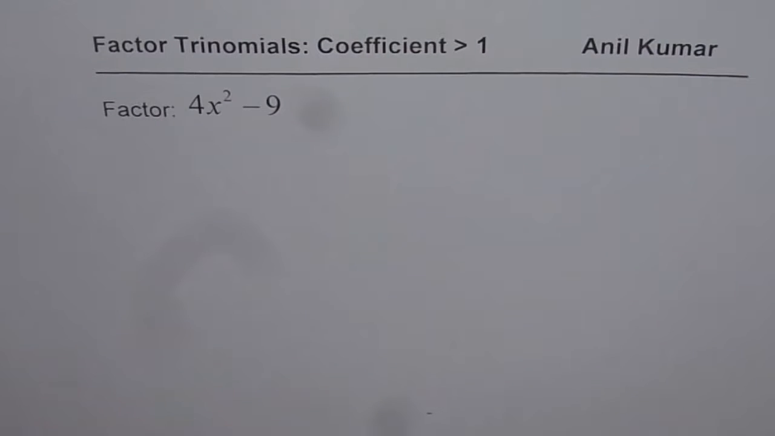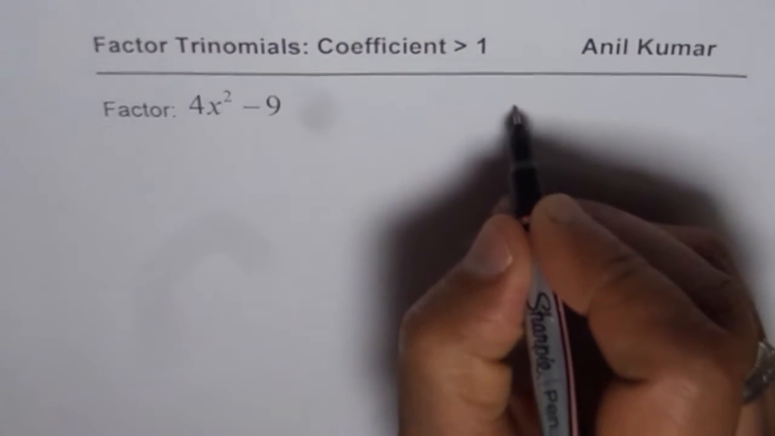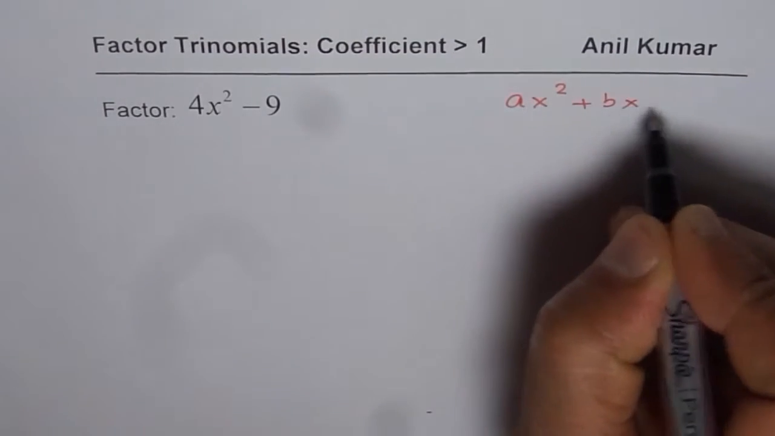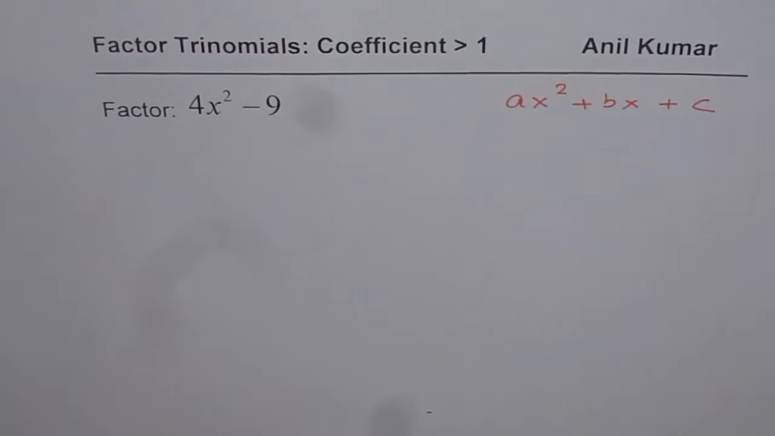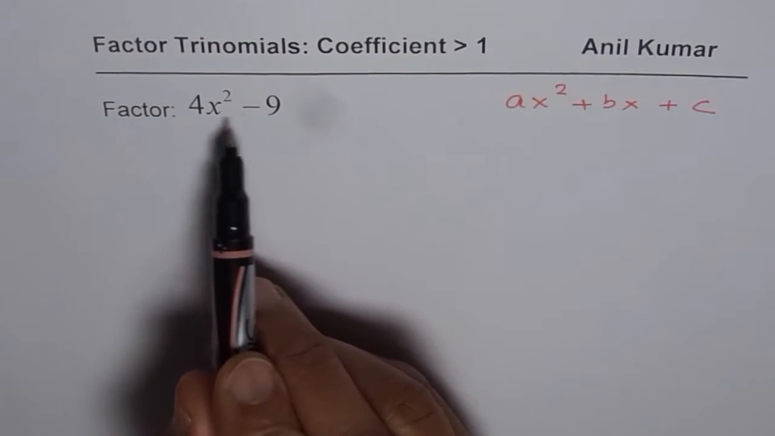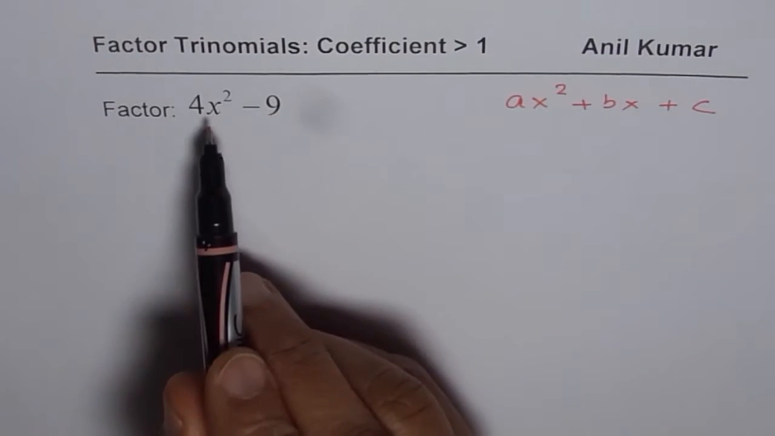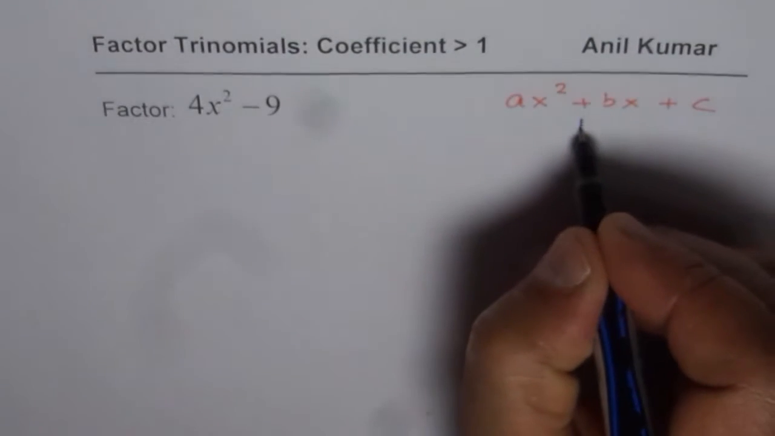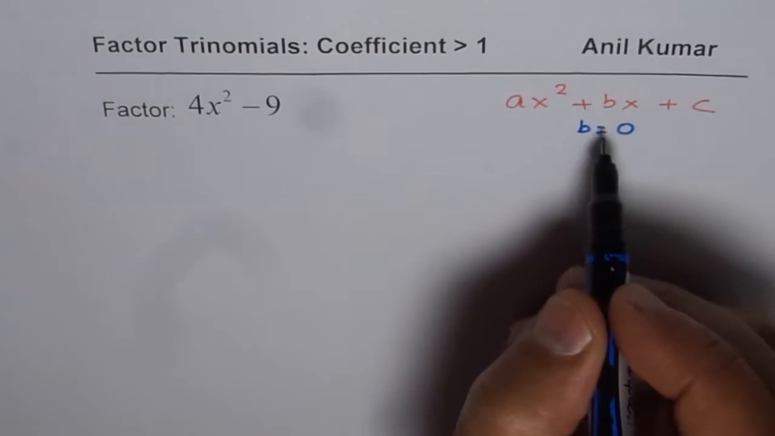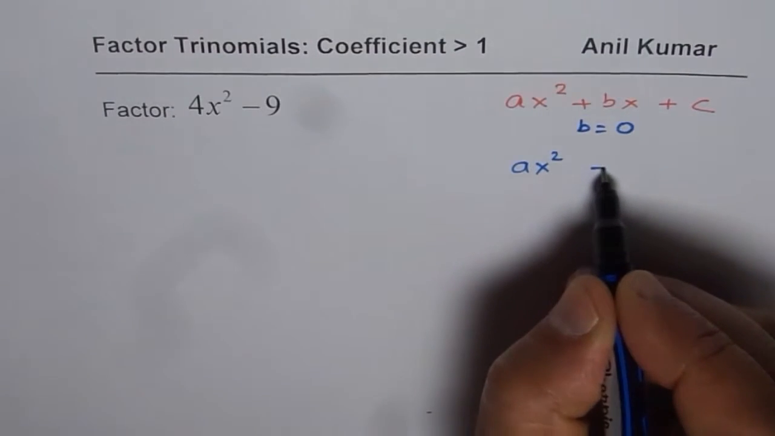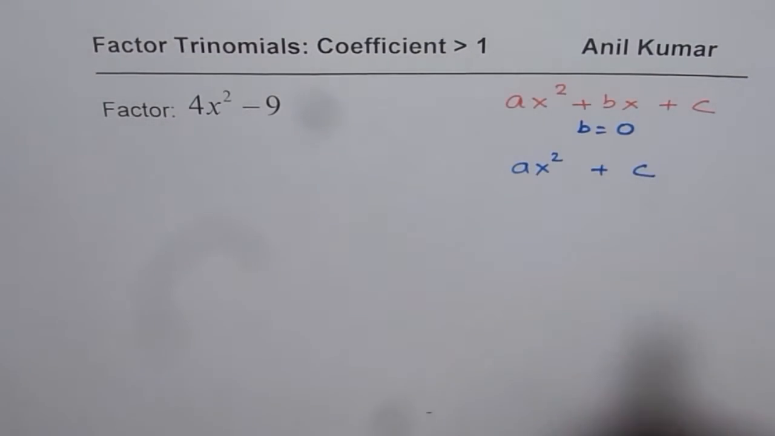First and foremost, let us understand why it is there. What is a trinomial? A trinomial will be ax squared plus bx plus c, kind of like this. Now in this particular question, we have an expression with two terms. It is a binomial, but you can think about three terms where b equals 0. If I make b equal to 0, then what do I get? I get ax squared plus c. So it is of that kind.